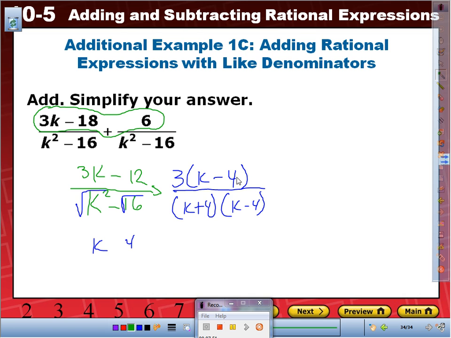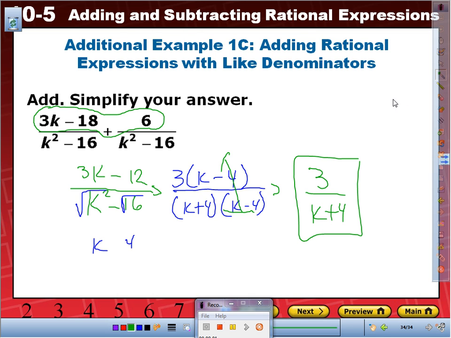Identify the GCF. What's my GCF? K minus 4, and we're left with 3 over k plus 4. Hands up if you got that. Okay? Do another one. Example 1D.